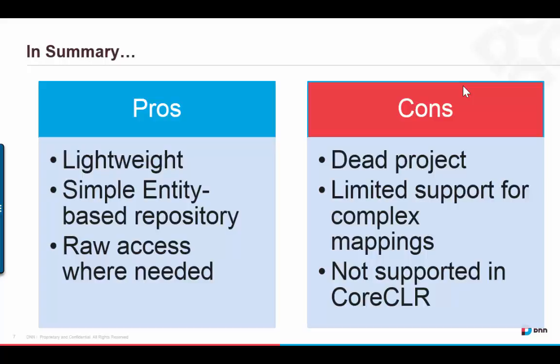And there are some good things and bad things about this approach to data access. So if we look at the positive side, we have this very lightweight framework now, right? Micro ORMs are about lightweight data access. It's very simple entity-based repositories, and by that I mean you have a one-for-one mapping table to entity, and you can somewhat define how that entity looks, but beyond that it's a very simple mapping. And you do in fact have raw database access where you need it.